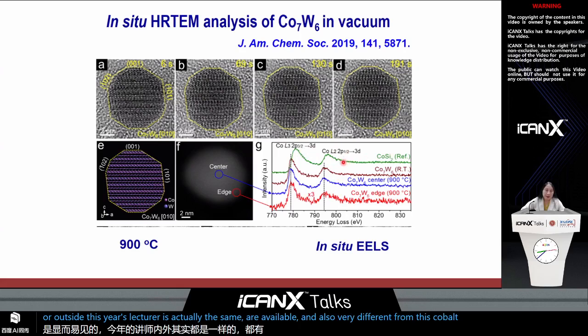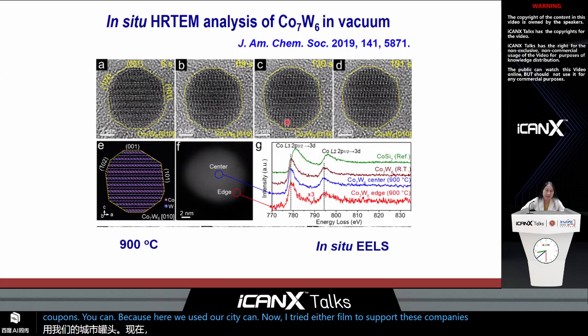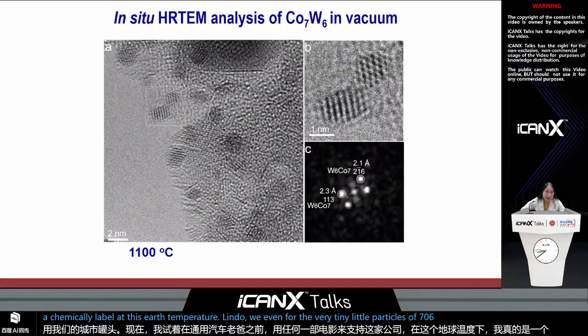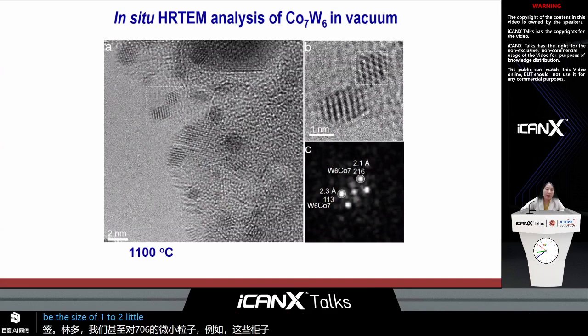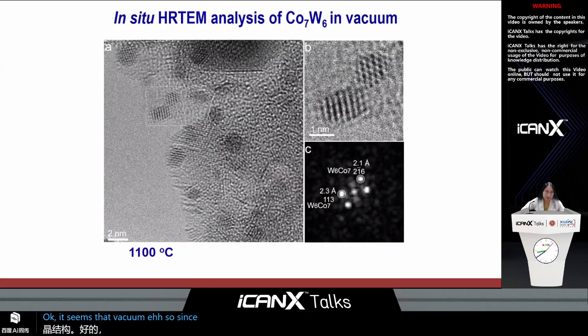We need to check the cobalt silicon because here we use a silicon nitride film to support this catalyst for TEM study. See, they are really chemically stable at this temperature. Even for the very tiny nanoparticles of Co7W6, for example, these catalysts are only 1 to 2 nanometers in size. At a much higher temperature, 1,100 degrees centigrade, they can still maintain their crystallized structure. Okay, this is in vacuum. So it seems frozen.